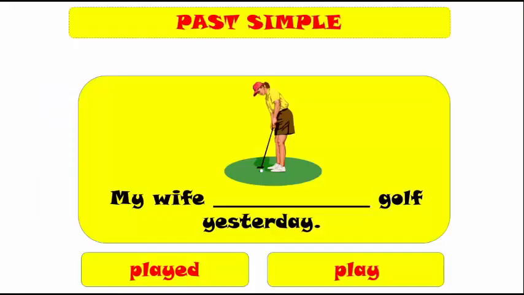Individually, I'm going to ask the students to answer this question. I'm going to focus on the students who didn't answer in groups, or ignored the groups, or didn't share and join the groups willingly. So I'm going to focus on these students. Let's start with Mazen, for example. My wife plays golf yesterday. Yes, what is the answer? That's right, played. Why do we use played? Yes, because it's past. How did you know it's past? Yes, because we have yesterday.